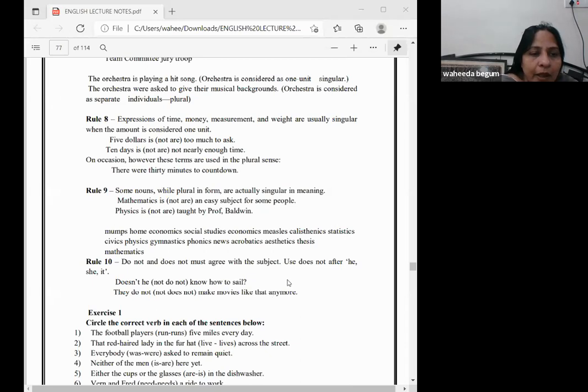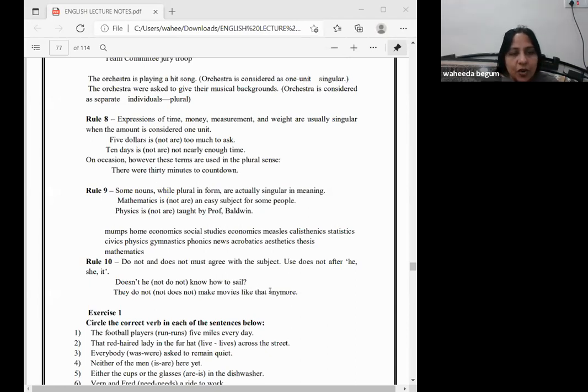Mumps, home economics, social studies, measles, calisthenics, statistics, civics, physics, gymnastics, phonics, news, acrobatics, aesthetics, thesis, mathematics. All these are the examples. They look like plurals, but they are actually singular.